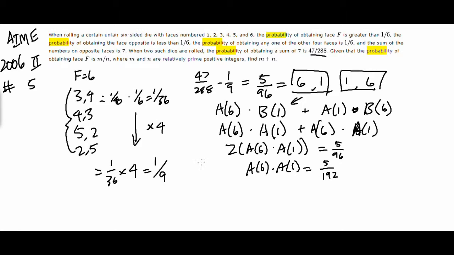Okay, so we have this. Now we have to consider the fact that these dice are on the opposite side, and because they're on the opposite side, the probability of rolling a number on a die is 1, right? Like you throw a die. What's the probability of getting a number? That's 1.